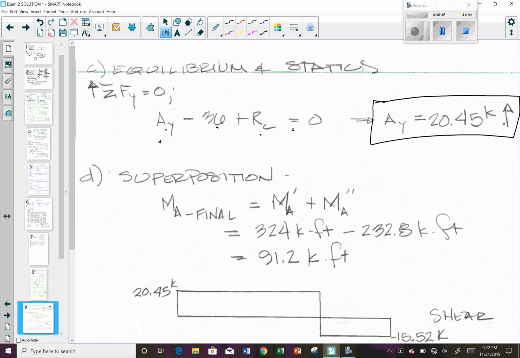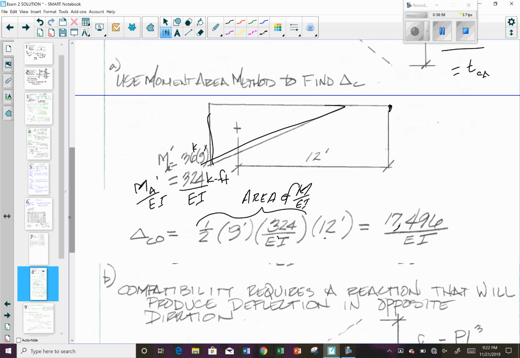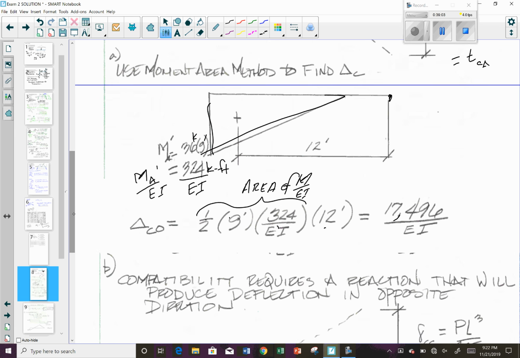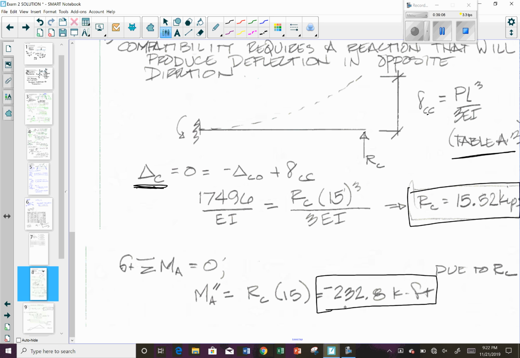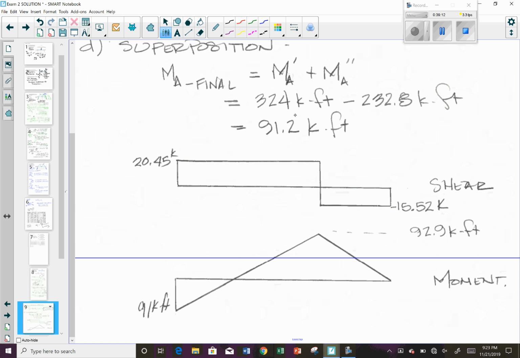The vertical reaction AY is equal to 20.45. Okay? And using superposition, you can find your final moment. We did this up here, you've got your moment from just the point load, 324. And then you've got your moment from the reaction, minus 232, such that your final moment is going to be 324, your MA prime, plus your MA double prime. You've got 324 minus 232. This gives you your final moment of 91.2 kip feet.